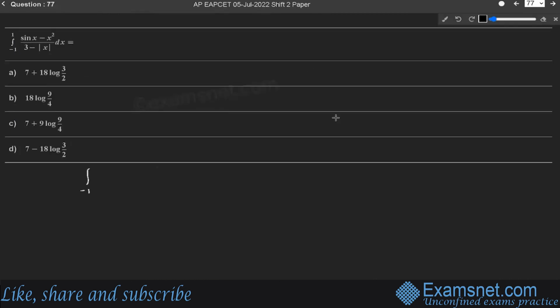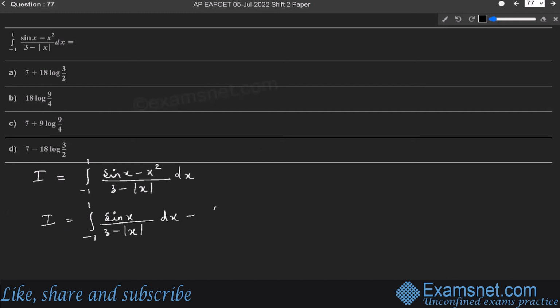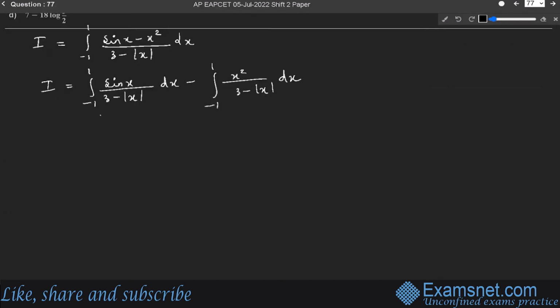Next question is integral of minus 1 to 1 sin x minus x square divided by 3 minus modulus of x dx is equal to. Let this be equal to I. On separating the terms, it will be I is equal to integral of minus 1 to 1 sin x divided by 3 minus mod of x dx minus integral of minus 1 to 1 x square divided by 3 minus mod of x dx.